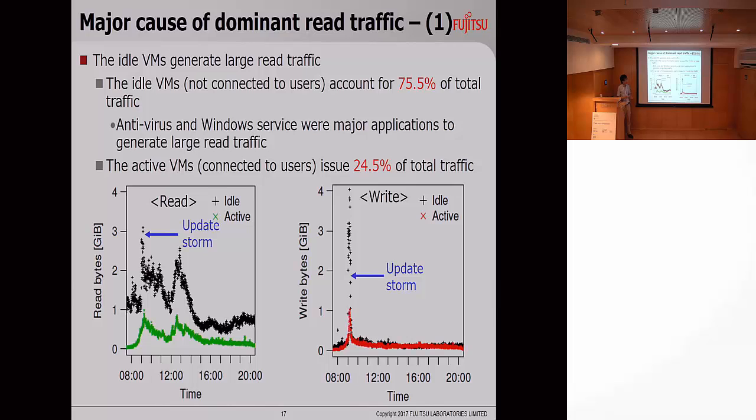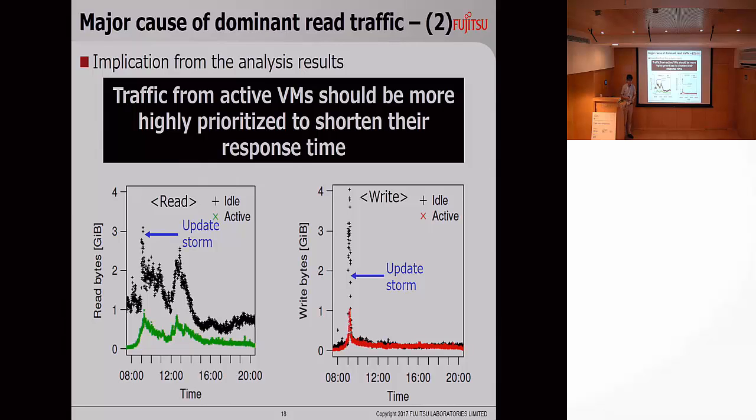The antivirus software and Windows services, such as the daemon process, were major applications generating large read traffic. Oppositely, the active VMs connected to users issued only about 24% of total traffic. Our implication is that traffic from the active VMs should be more considered to shorten their response time.